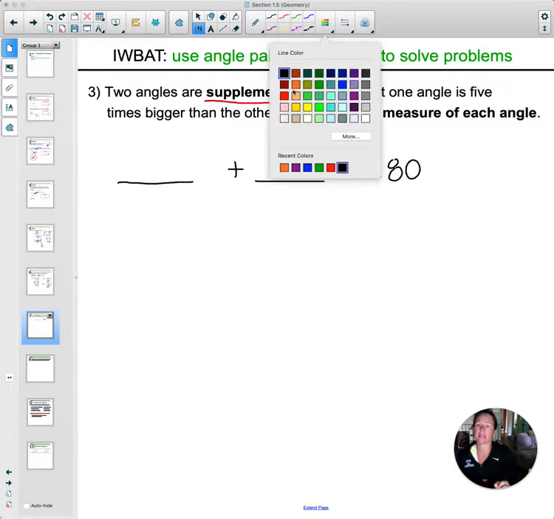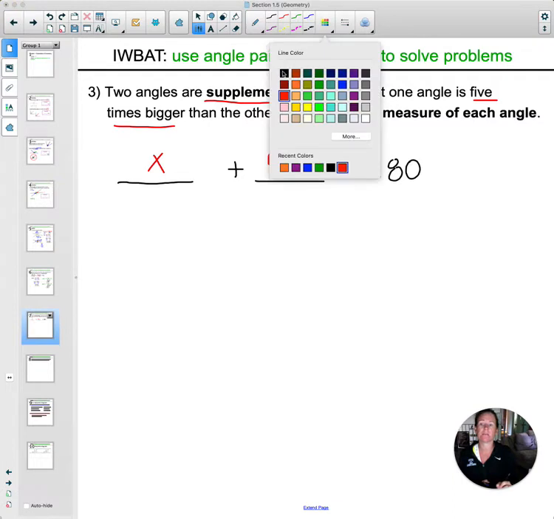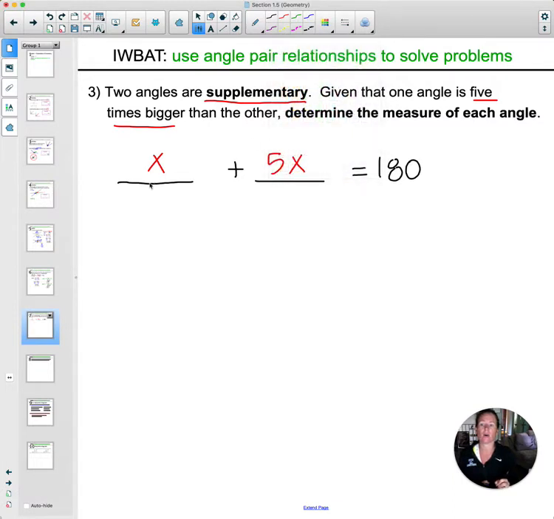Now this one says, given that one angle is 5 times bigger than the other, determine the measure of each angle. So we don't know either angle right now. So the first angle I'm just going to call x because I don't know how big it is. Then the other angle is 5 times bigger than that, so 5x. So we've got one angle x, the other one is 5x, and together they are going to total 180.